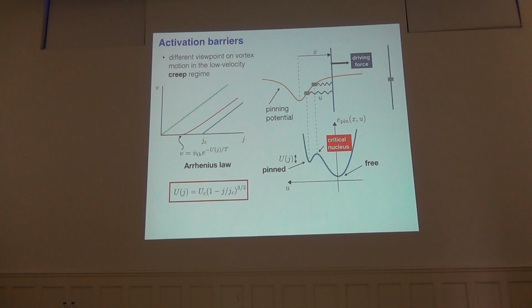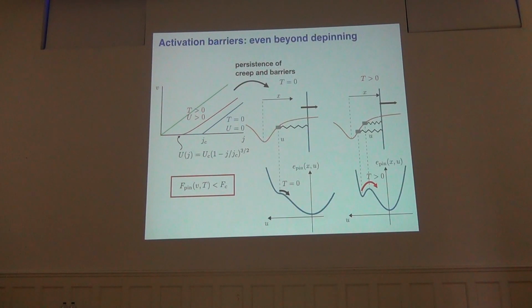Why I'm talking about this picture is that one message of this creep in strong pinning is that, unlike what intuitive expectations would tell us, the barriers survive even beyond the critical drive. So now when we are in the driving phase, up here, we still have the barriers. You can imagine that your vortex lattice is moving, so this vortex here is moving with some finite velocity. If we are at zero temperature, it has no ability to overcome the barriers. So we simply depin, there is no critical nucleus, and we depin exactly at the moment when the barrier vanishes, and we just slide down into the valley, which characterizes the free vortex.